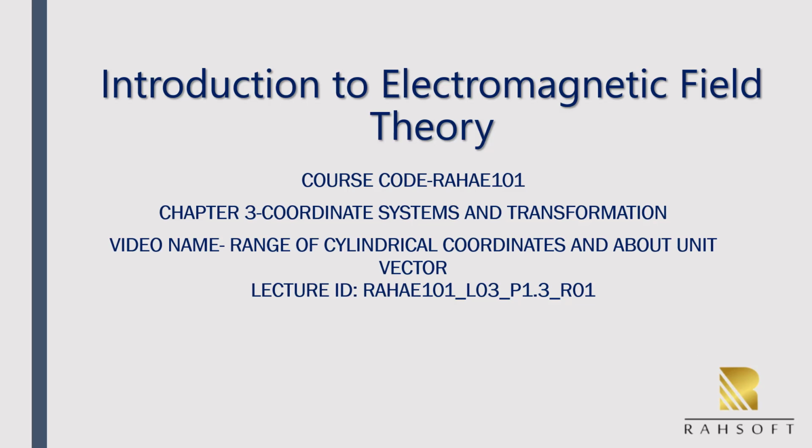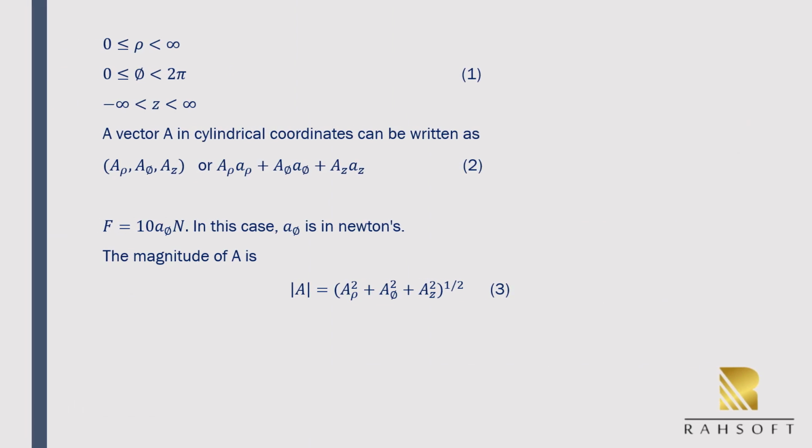Hello, in this section I will talk about the range of cylindrical coordinates and about unit vectors. So here you can see that the radius of this cylinder ranges from 0 to infinity, phi ranges from 0 to 2 pi, and z ranges from minus infinity to plus infinity.